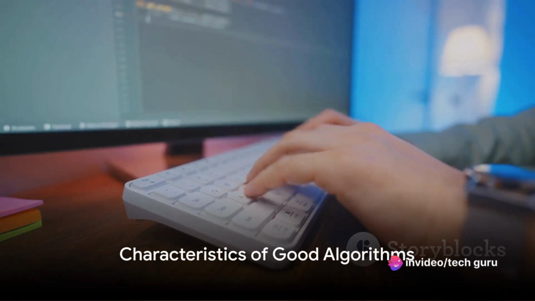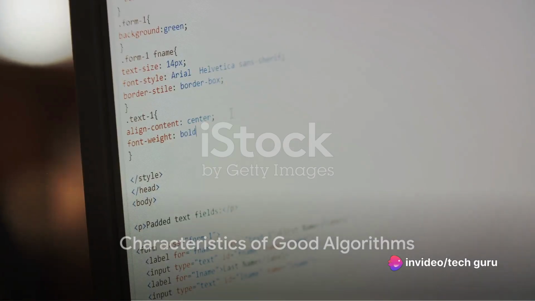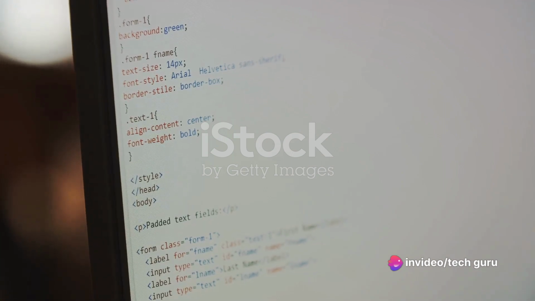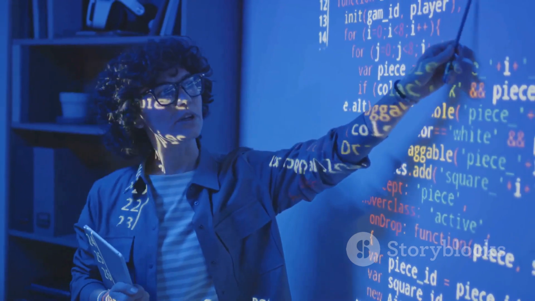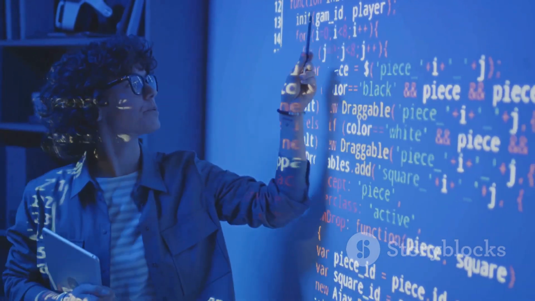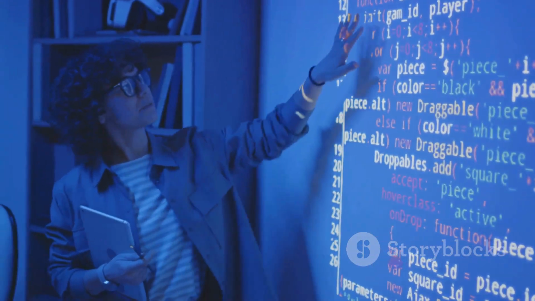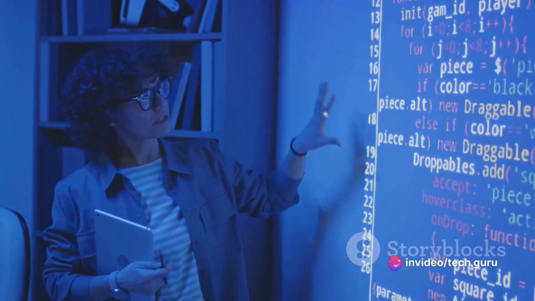So what makes a good algorithm stand out? Firstly, clarity. An algorithm must be clear and unambiguous. Each step in an algorithm should be clear in its intent and must lead towards the solution of the problem. It should not contain any instructions that are unnecessary or confusing.